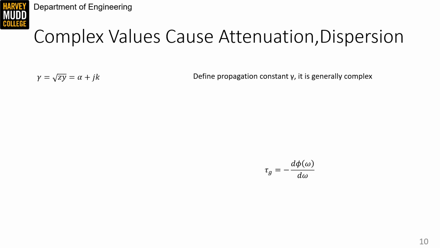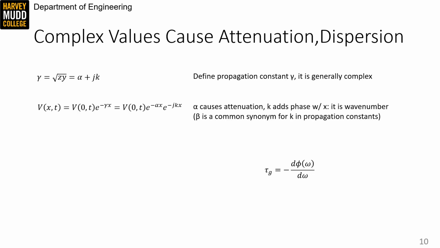If we substitute alpha plus jk into the expression from the previous page, we find something interesting. Alpha, the real part of gamma, causes attenuation. It makes signals get exponentially smaller with distance. K, the imaginary part of gamma, just looks like it adds phase with distance. That's the exact same thing that the wave number k did when we looked at the infinite transmission line, and that's because this k is the wave number. We still see phase advancing as we move along lossy transmission lines, and the k part of the propagation constant reflects that.